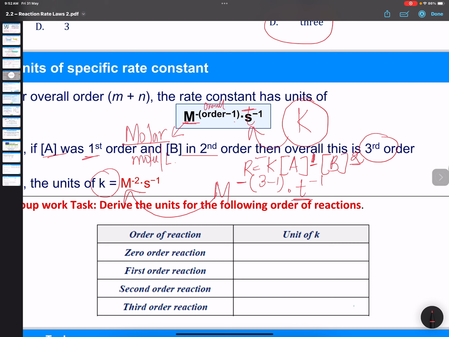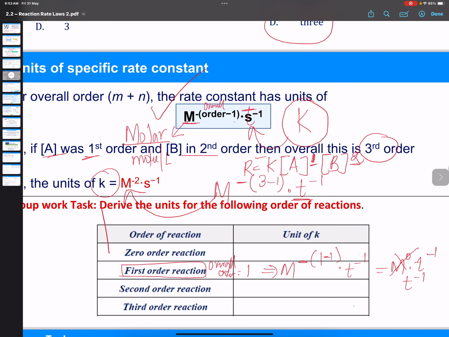Suppose you have a first order reaction. For a first order reaction, the overall order is 1. So substitute in the formula: M^(1-1) time inverse. So what will be M raised to the power 0 time inverse? You can omit it and it will be time inverse. So using this useful formula, you can derive the units of the rate constant for any order of the reaction.